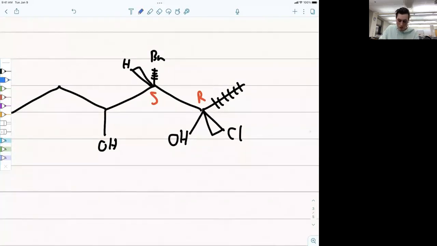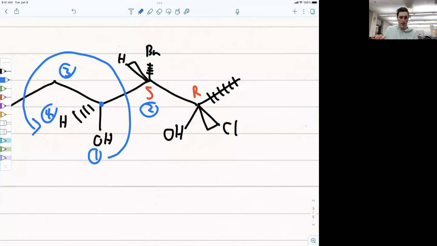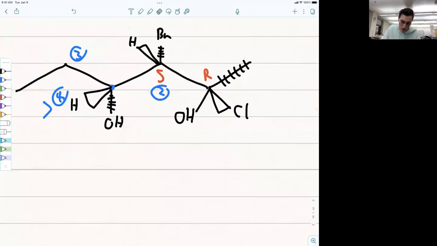Now let's move on to the third one. This also has a hydrogen coming off, and we also want it to be R. So I'm going 1, 2, 3, and 4. And then I go like this. That's going to be S. So I need to make it R. So what I'll do is put my priority group in the back, and my lowest priority group in the front, and that will rotate this to an R conformation.